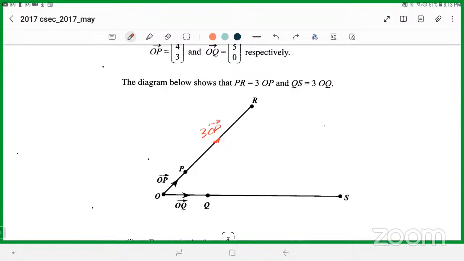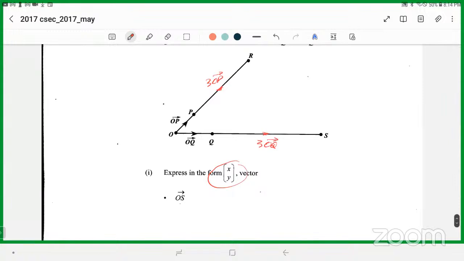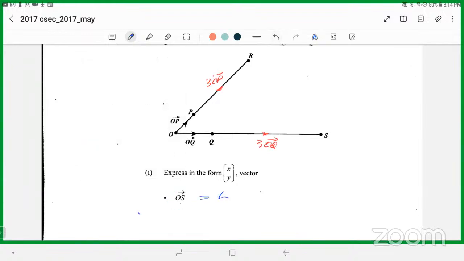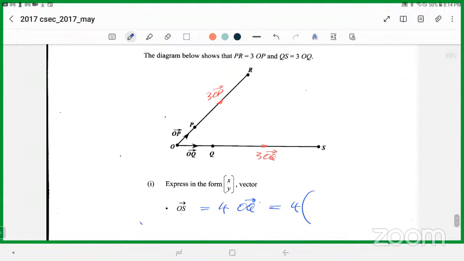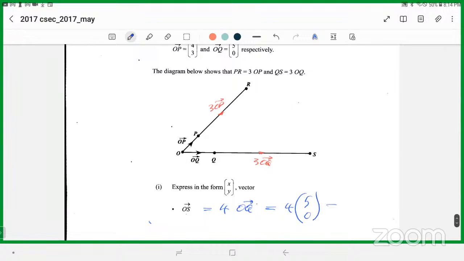And then QS right here is 3 OQ. So the vector right here is 3 OQ. So it means then that OS is 4 OQ. See that? OQ and 3 OQ is 4 OQ. That's OS. It says express each of the following in this form. The OS is 4 OQ. Can you see it on the diagram? Let's write it. This OS is 4 OQ, which is equal to 4 times, what is OQ again? OQ is this guy right here, so 50, which then becomes 20.